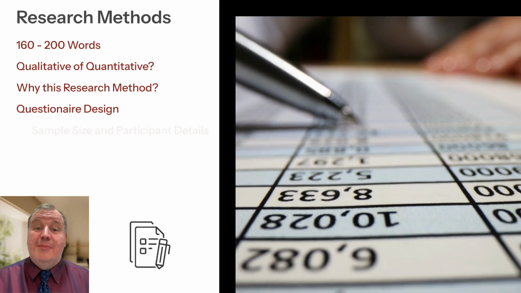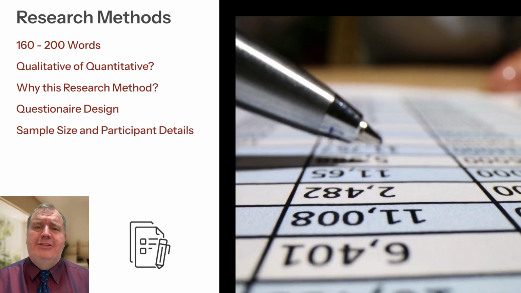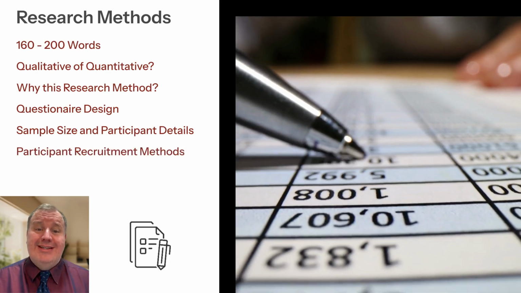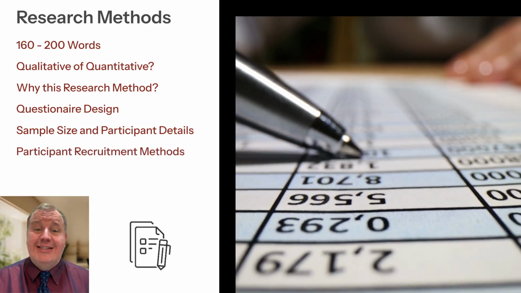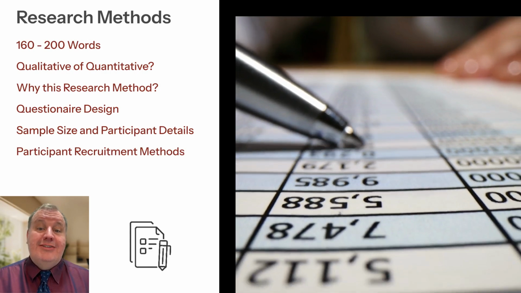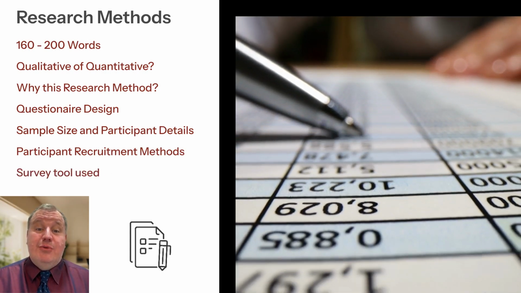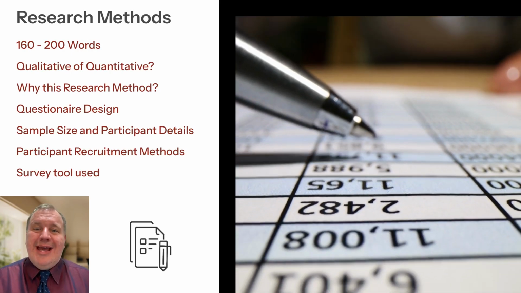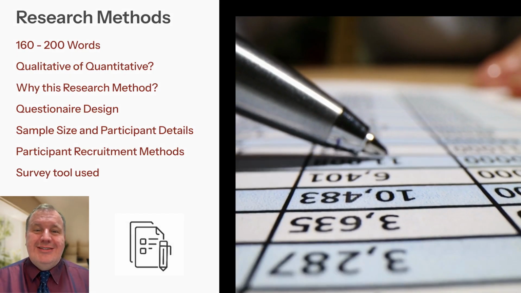Next, talk about the number of participants and their background, such as university students. Also include how you recruited your participants. Did you share the survey online or send it to classmates? Finally, mention the tool you used for your survey, such as Google Forms. This section shows that your research was well planned and suitable for your project.